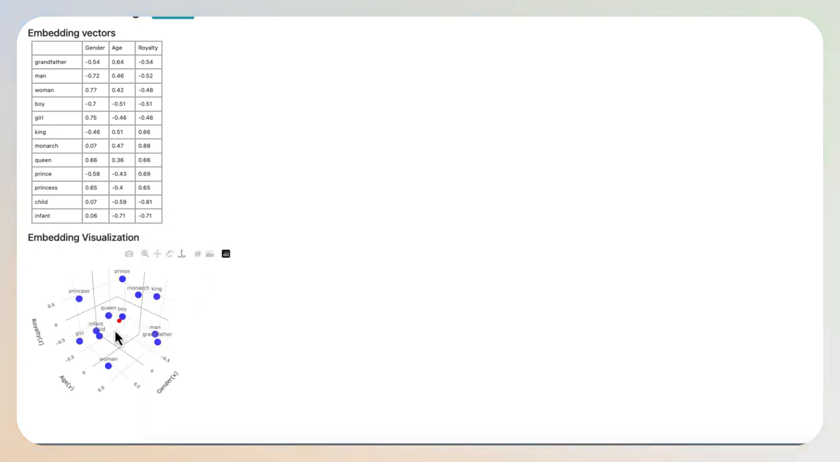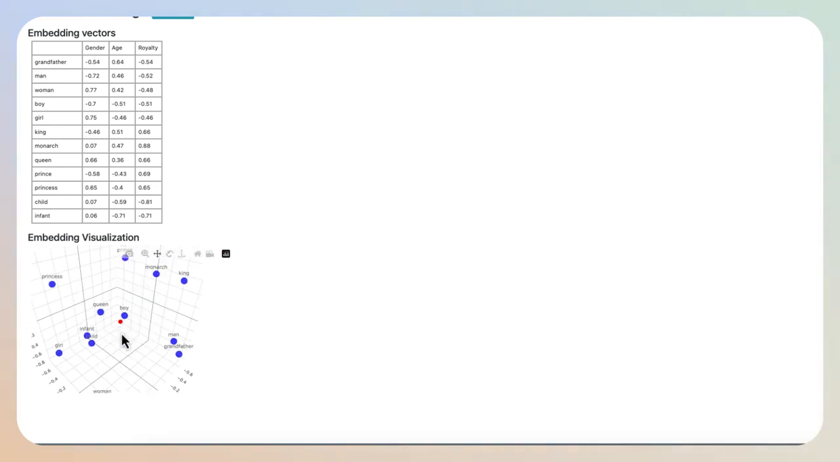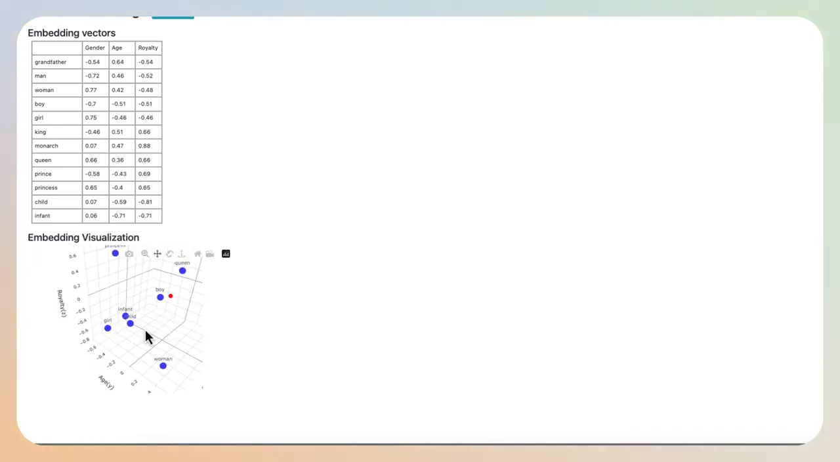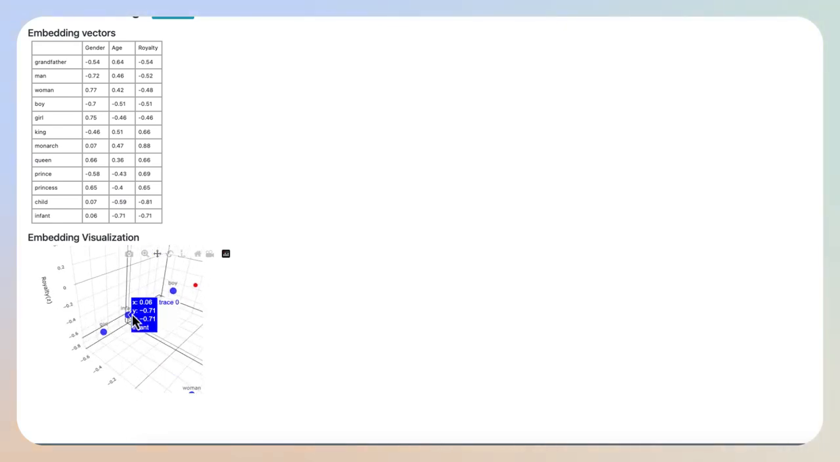Let's analyze these 2 vectors here, the infant and child vectors. So please note that they are very close to each other in terms of gender, age, and royalty. So if we have a look at the infant X or gender value, we see it is 0.06. The child vector has a value of 0.07 for this dimension, which is very close. Similarly, by comparing the y and z values, we see their closeness in this space.